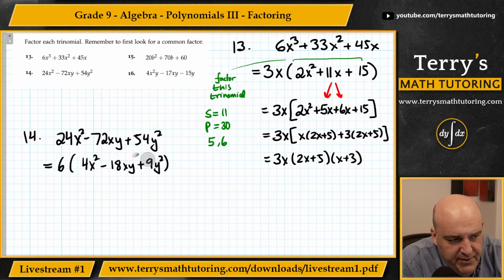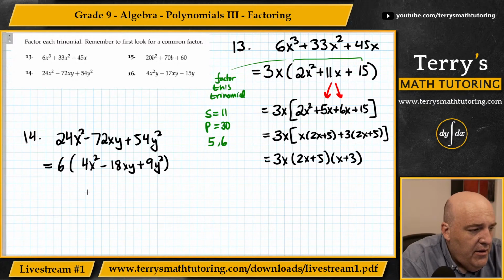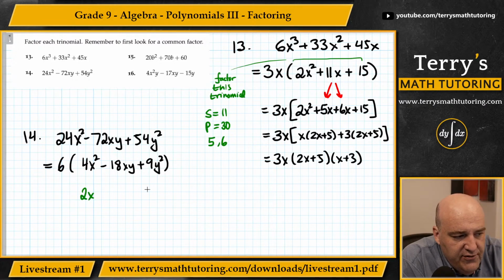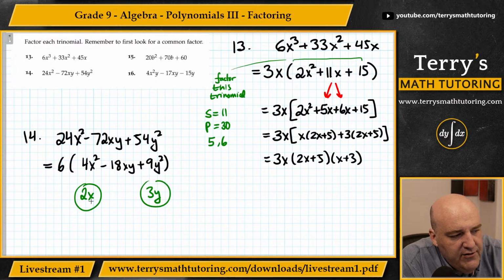Now, just by experience, I can tell this is a perfect square, right? What's the square root of that? It's 2x. What's the square root of this? It's 3y. If I do this times 2, let's see what happens. 2x times 3y, that's 6xy times 2.